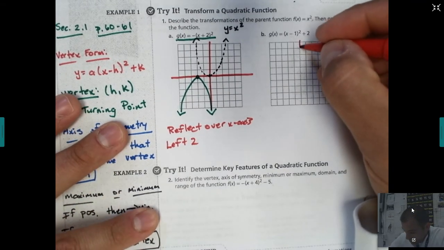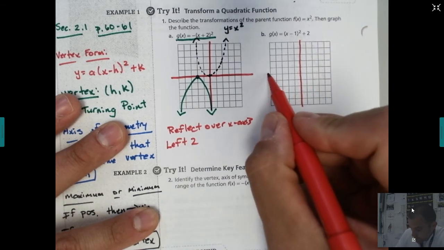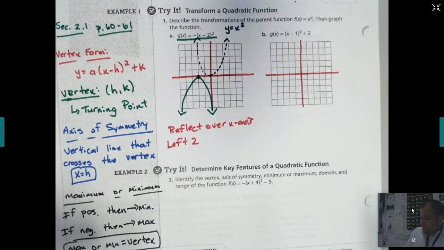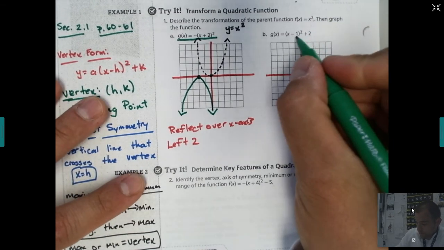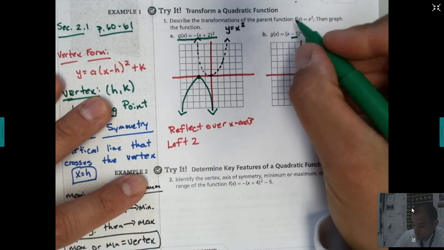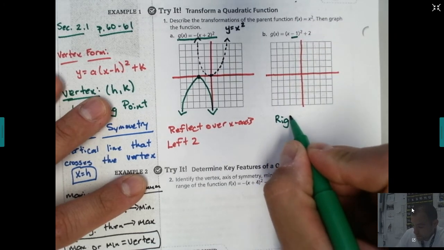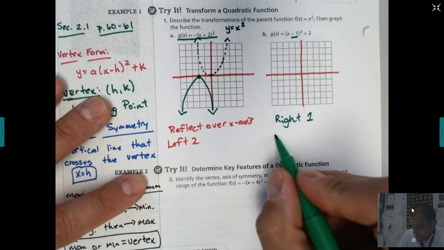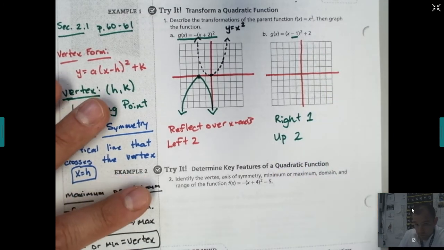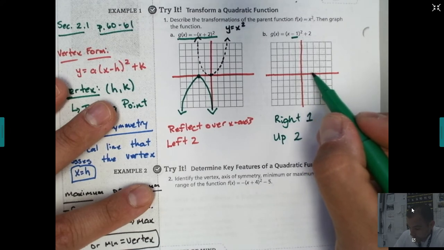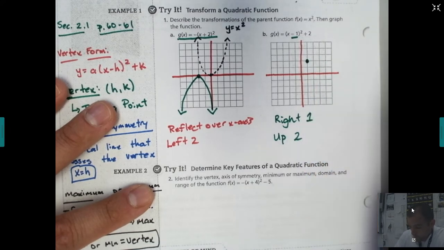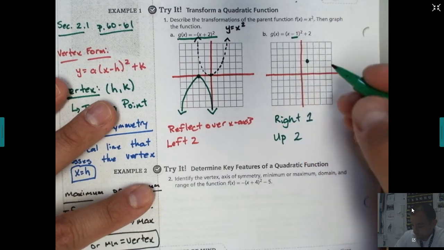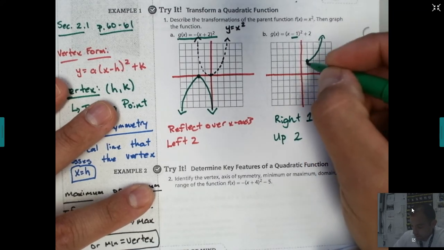All right? We're going to do the exact same thing for this second one. But now there are 2 things that are going to happen. The one on the inside moves to the right 1 because you do the opposite. This 2 on the outside makes it go up 2. So start at the origin, move right 1, up 2, put a point. Now, since there's not a negative in front, this is positive, the graph is going to go up.